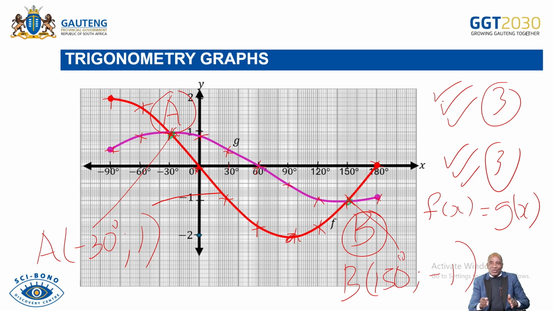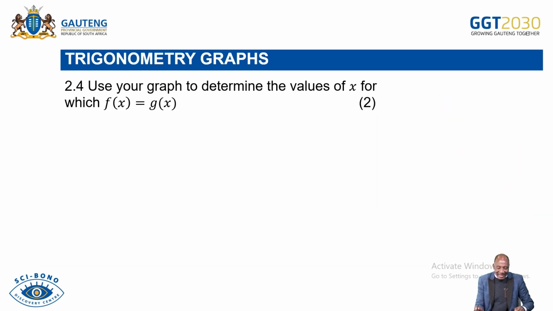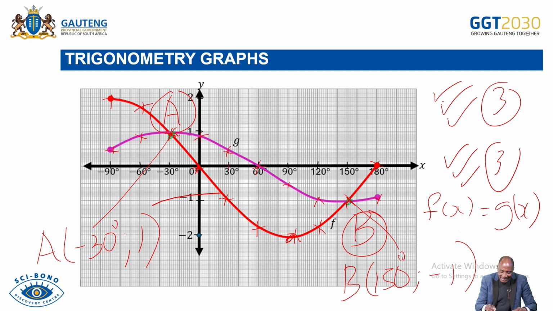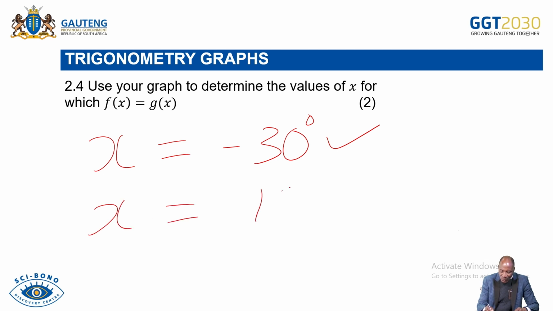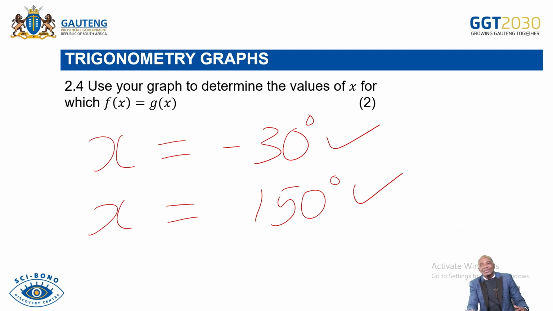But otherwise here, the question asked you for the points or x values where the two graphs are equal. So the two graphs are equal according to my sketch here when x is negative 30 and when x is equal to 150. Therefore, your answer is x equals negative 30 degrees, 1 mark for that. And the other one is when x is equal to 150 degrees, another mark. Well done. I know you got that one. Keep it up. We're cruising. That's wonderful.